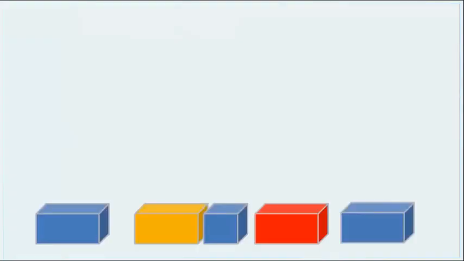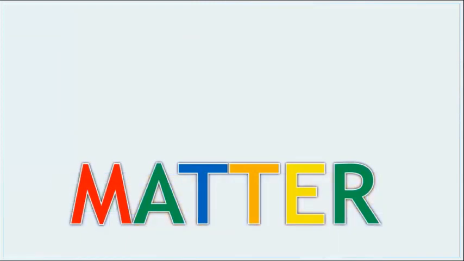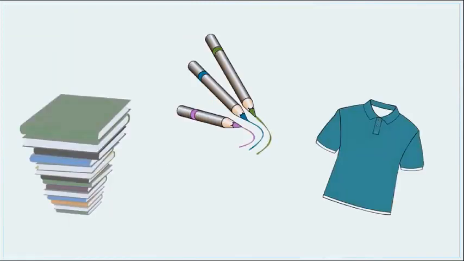Atoms are the building blocks of matter. Your books, your pencils, your clothes, and even the air are made up of atoms. Atoms are extremely small and cannot be seen with the naked eye or even a magnifying glass.